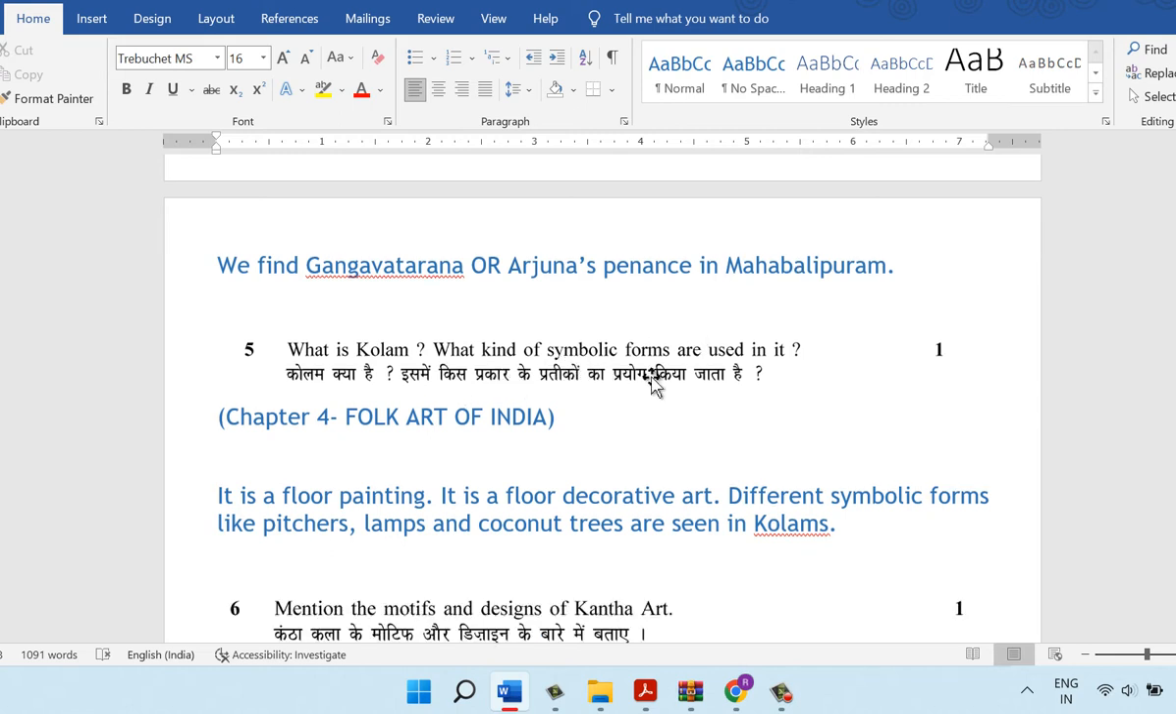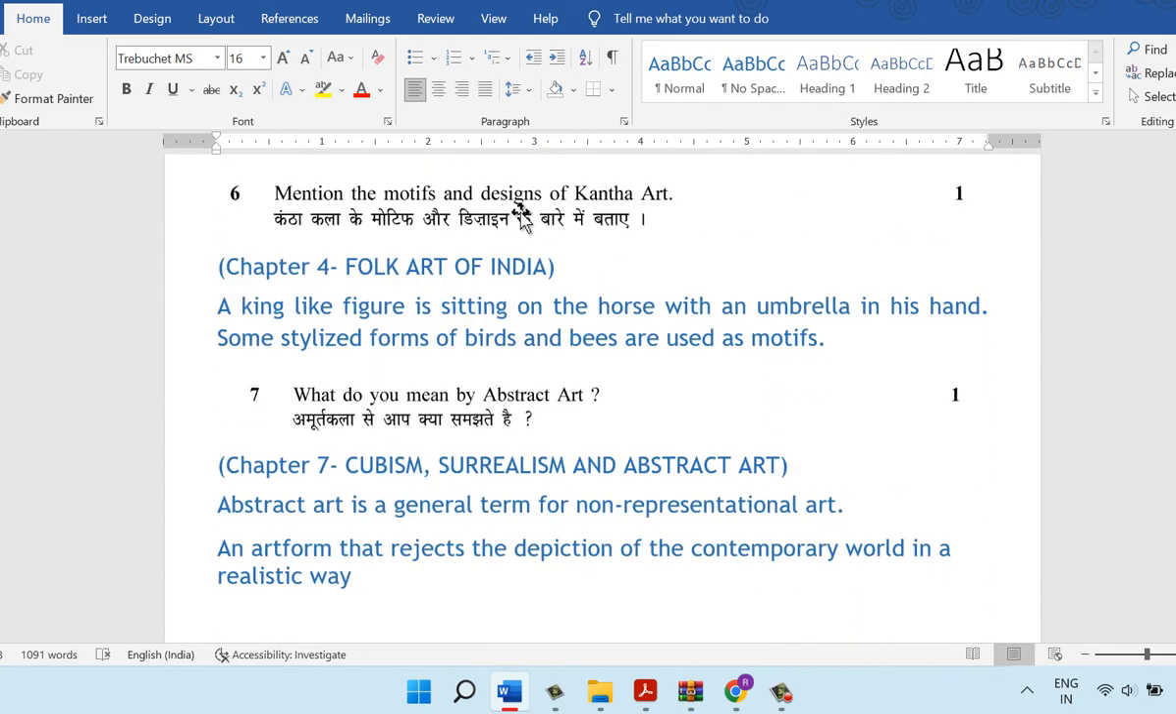Question 5. What is kolam? What kind of symbolic forms are used in kolam? This is again from the chapter Folk Arts of India. Kolam is a floor painting. It is a floor decorative art. Different symbolic forms like pictures, lamps, coconut trees, etc. are seen in kolams.